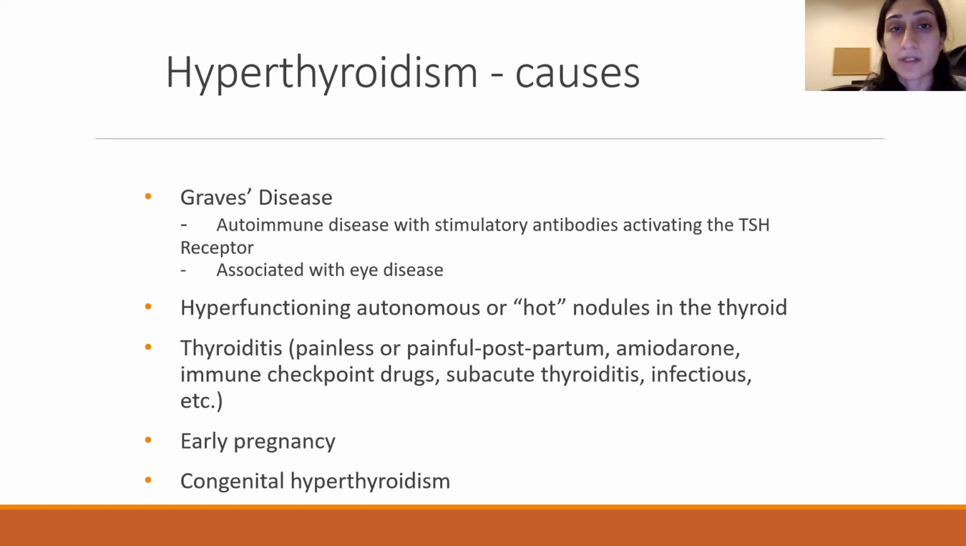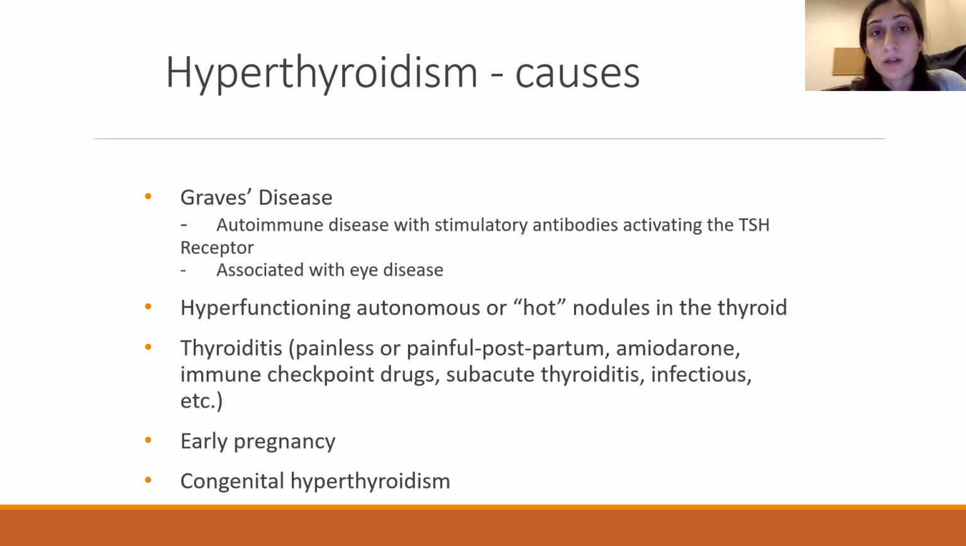So working up hyperthyroidism is a little bit more complicated than hypothyroidism because there are more causes. You could have Graves' disease, which is an autoimmune disease in which you have stimulating antibodies against the TSH receptor. Graves' disease is also associated with eye disease. So some patients also have those bulging eyes, proptosis, that we see.